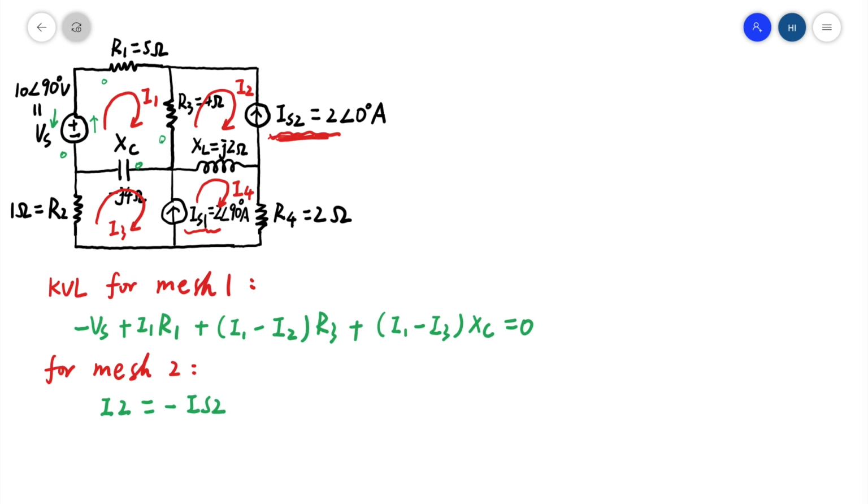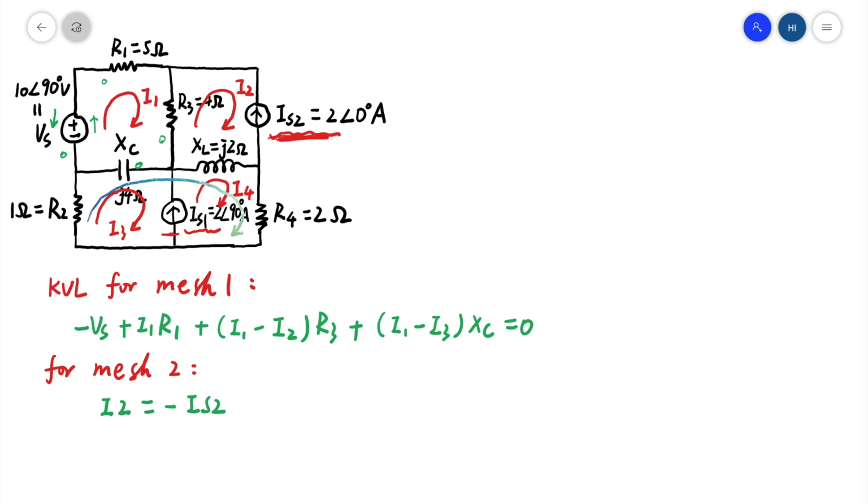And for mesh 3 and mesh 4, since there is an independent current source in the middle of these two meshes, we could draw another super mesh for the two bottom meshes. A super mesh occurs when a current source is contained between two essential meshes. The circuit is first treated as if the current source is not there.